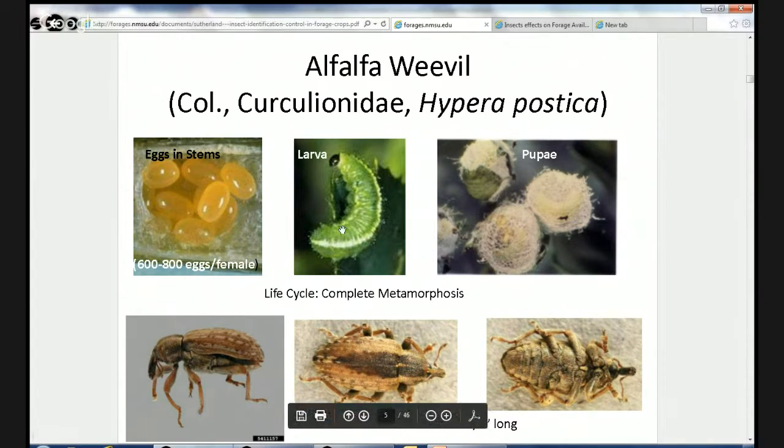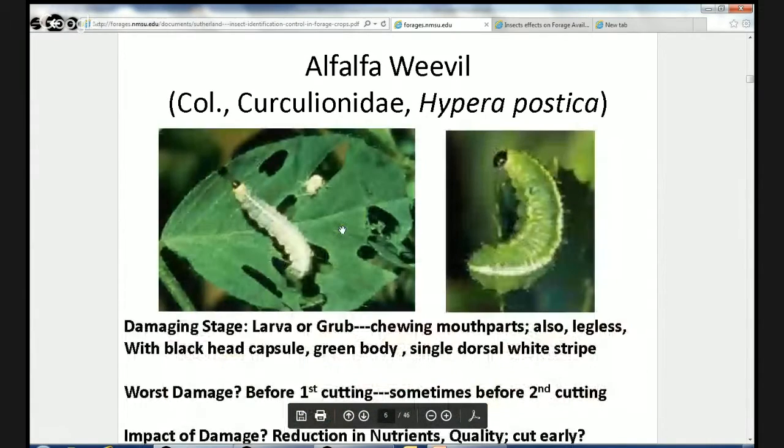All right, so here we had the weevil. Let's move forward here. It does a lot of damage. I mean, that's just one, and you can see it ate quite a bit. So if we're talking about forage availability, that drastically cuts forage availability way down.